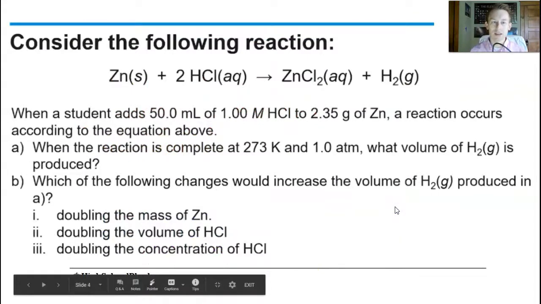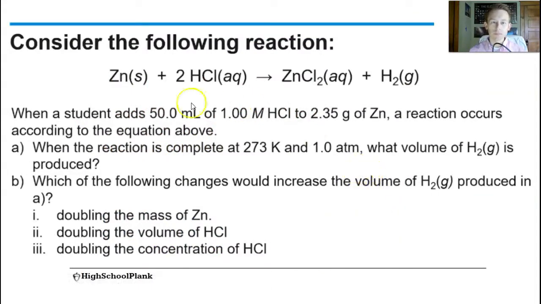All right, so let's look at an example. We have this reaction happening here. A student adds 50 milliliters of some hydrochloric acid, and you have some zinc as well. The reaction occurs according to the equation above. When the reaction is completed at 273 Kelvin and 1 atmosphere, that's at STP, what volume of H2 gas is produced? So we're given information about our reactants, and we need to find a product. So this is a limiting reactant problem, and we're going to do a BCA table for this.